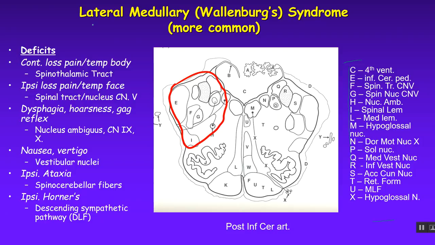The next syndrome is called lateral medullary syndrome. So now we're out in the lateral regions of the medulla, and this tends to be more posterior lateral. This is a very common syndrome called Wallenberg syndrome. And it has to do with a blockage or damage to the posterior inferior cerebellar artery.